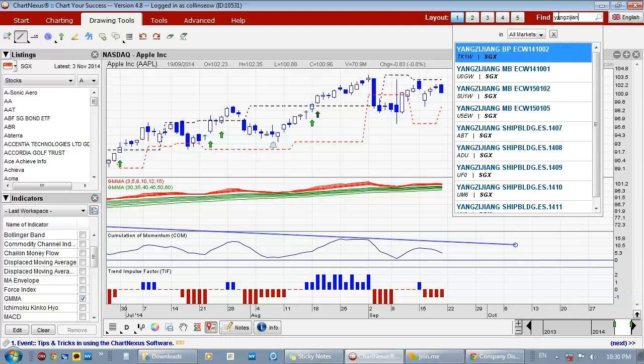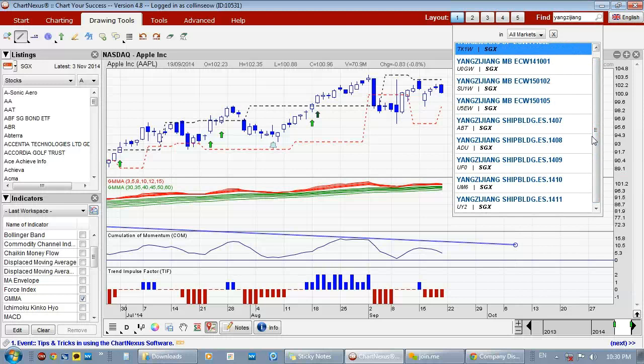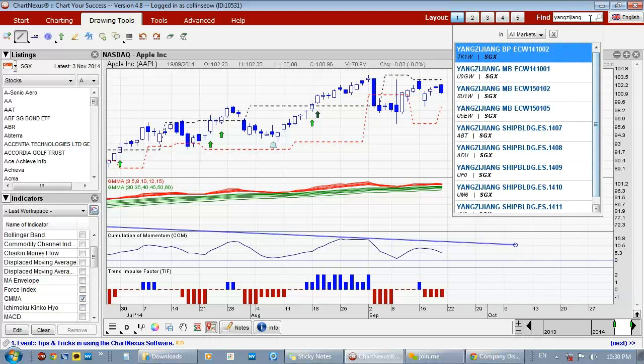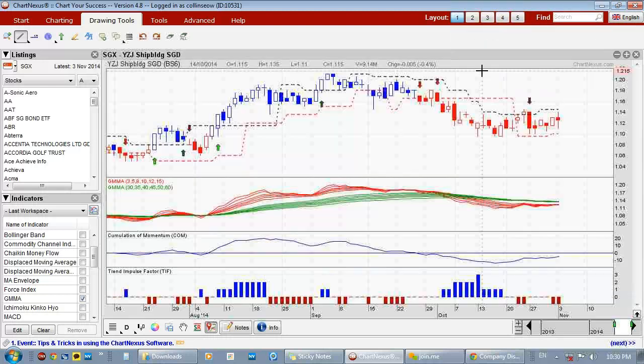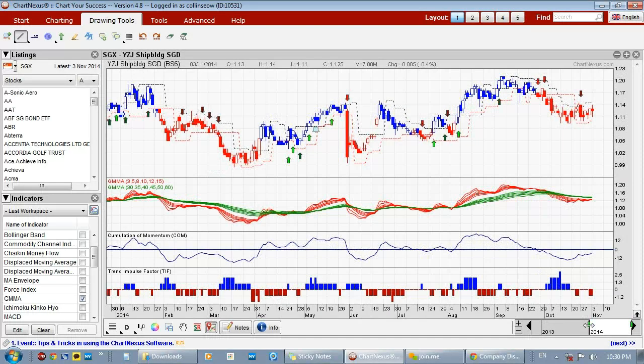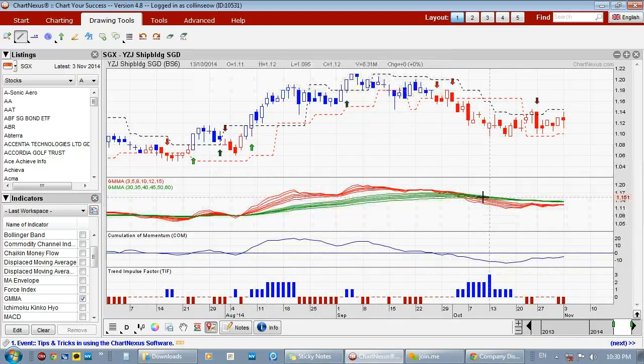Singpost and the other one, you can look at Thomas' call. Yang Zijiang is still down. You see, the GMMA is still below here. Unless you can cross above 116 and go higher, if not, then still down.